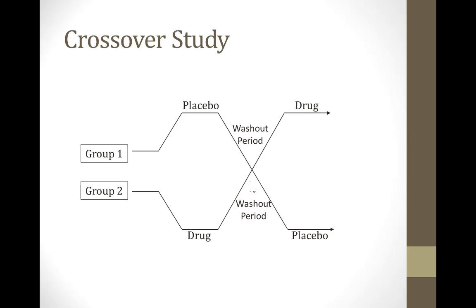So this is a picture of the design of a crossover study. Group 1 would get the placebo up here and then go through a washout period and then get the drug, and Group 2 would get the opposite. And so you can compare the groups of placebo to the drug just like usual here, but you can also compare the patients to themselves. And this is what helps to eliminate confounding and bias in crossover studies.